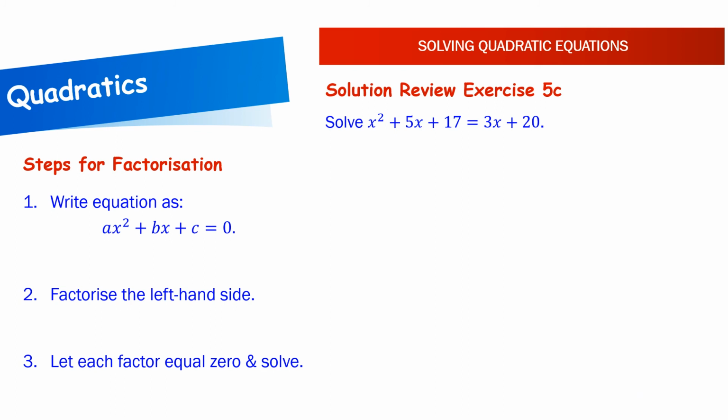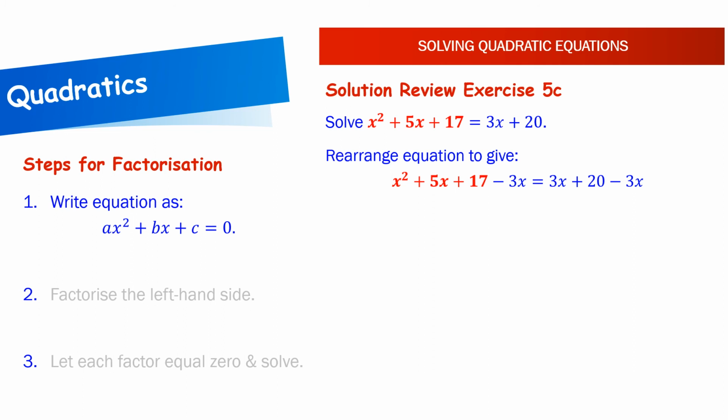And now for review exercise 5c. We're going to solve x squared plus 5x plus 17 equals 3x plus 20. We need to write the equation as ax squared plus bx plus c equals 0. So let's rearrange this equation. We're going to subtract 3x from both sides in order to get everything step by step onto the left-hand side and 0 on the other.